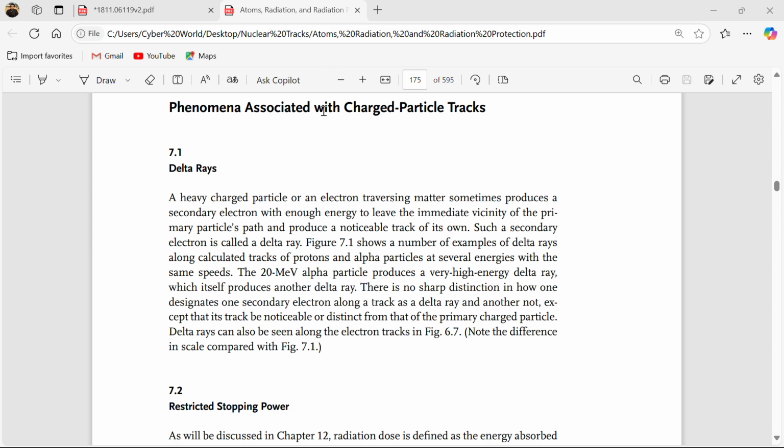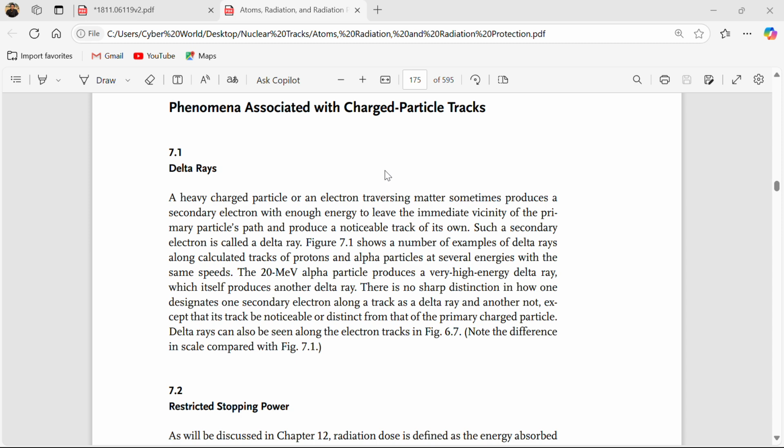What are basically the delta rays? Basically, the delta rays are produced when heavy charged particles or electrons are traversing, means they are traveling. When those electrons or charged particles traverse matter, they sometimes produce secondary electrons.